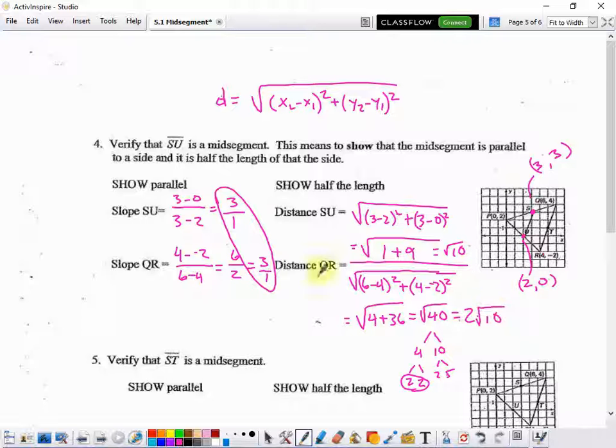Okay, so we have shown that the slopes are the same, and we've also shown that the length of SU is exactly half the length of QR. And since they're parallel and one is half the length of the other, that means SU definitely is a midsegment.